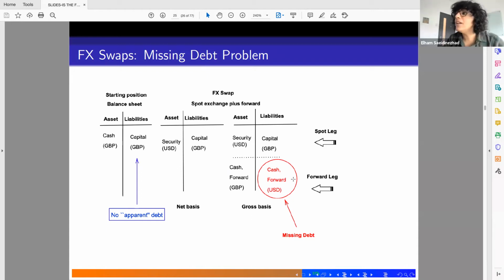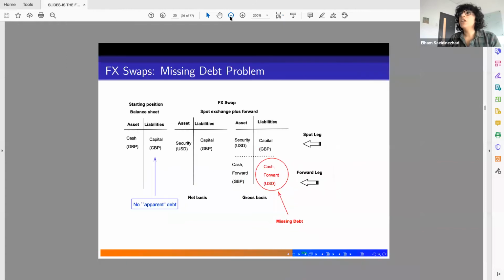So this very debt that exists in the market is not going to be accounted for in the international monetary system because this debt is actually treated as an off-balance sheet instrument. So there is this problem of missing debt that is accumulating in the international monetary system.